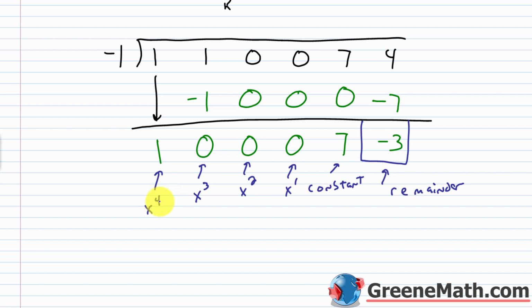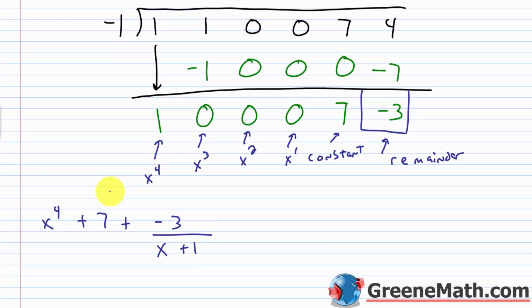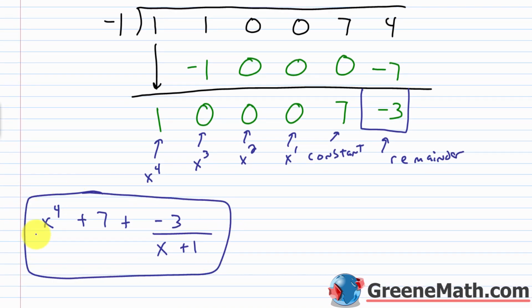And we can write our answer. You'd have 1 times x to the fourth power, or x to the fourth power. You'd have 0x cubed, and 0x squared, and 0x. So you don't need to put any of those. Then plus 7, then plus, you'd have negative 3 over. Remember, your divisor here was x plus 1. So over x plus 1. So this is our answer. We have x to the fourth power plus 7 plus negative 3. Again, over that divisor of x plus 1.